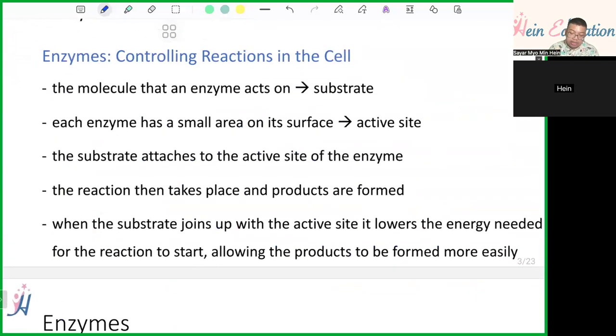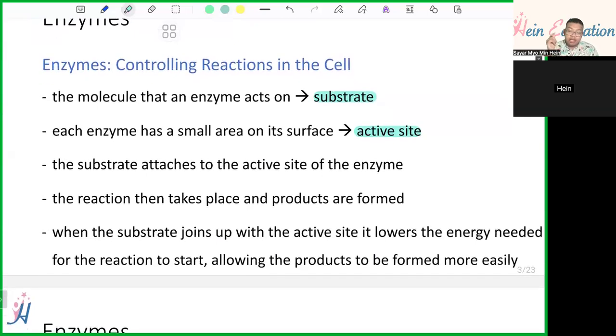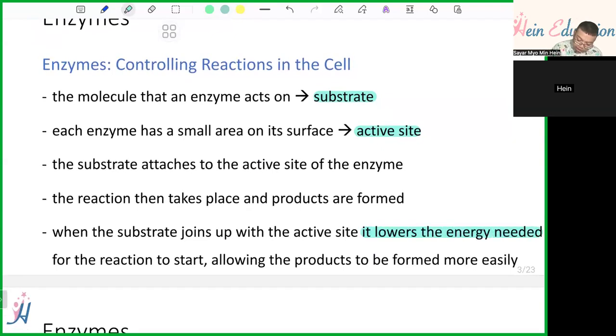And these are the sentences that talk about it. The substrate is the molecule that an enzyme acts on. The active site is a space or area present on every enzyme. The substrate attaches to the active site of the enzyme, then the reaction takes place and products are formed. As I mentioned before, when the substrate joins up with the active site, it lowers the activation energy needed for the reaction to start, which allows the products to be formed more easily. So this is the lock and key model.